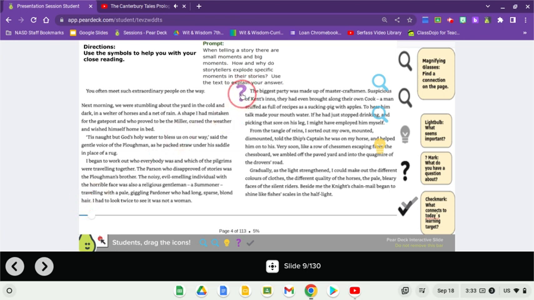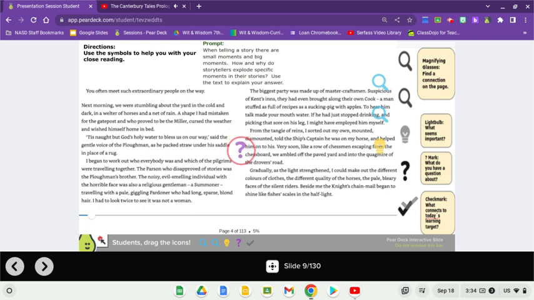The biggest party was made up of master craftsmen. Suspicious of Kent's ends, they had brought along their own cook, a man stuffed as full of recipes as a sucking pig with apples. To hear him talk made your mouth water. If he had just stopped drinking and picking that sore on his leg, I might have employed him myself. From the tangle of reins I sorted out my own, mounted, dismounted, told the ship's captain he was on my horse, and helped him onto his.